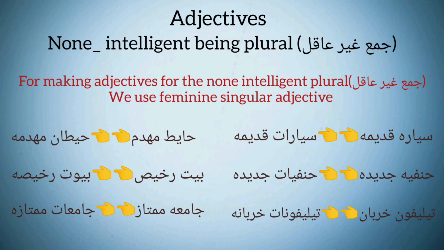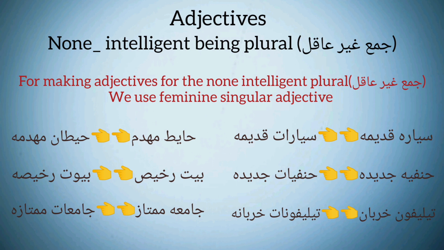Look at these phrases. سيارة قديمة means old car. سيارة means car and قديمة means old. But سيارات is a non-intelligent being plural. It is a جمع غير عاقل. سيارات is a plural one, but it is non-intelligent. But we have to use a singular adjective. سيارات قديمة. We cannot say سيارات قديم. قديم is masculine. We have to use feminine. سيارات قديمة. We have to use a feminine singular adjective.